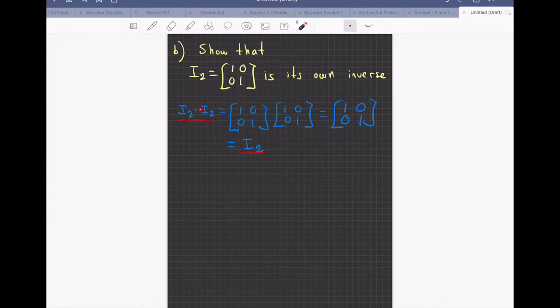So this verifies the definition. This matrix times this matrix, and obviously if we switch the order, we'll have the identity with size 2. So I2 is its own inverse.